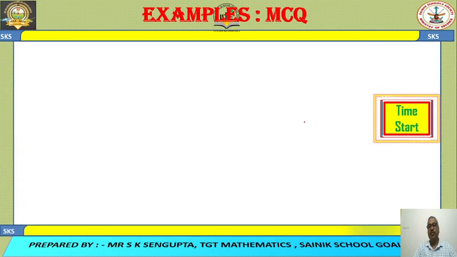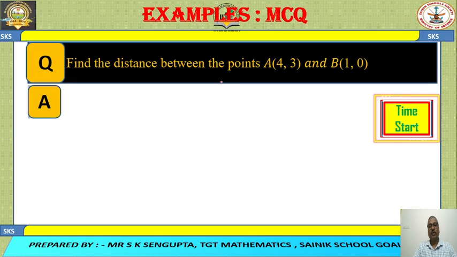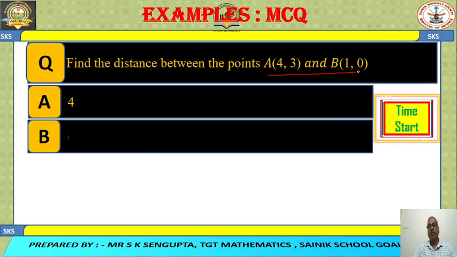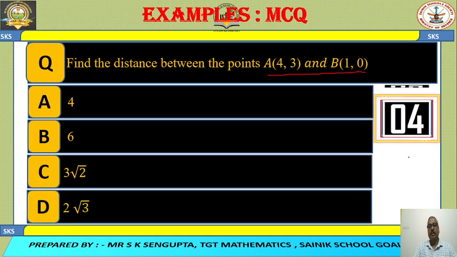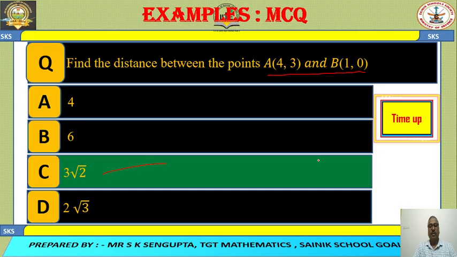Now a few MCQs for the cadets. Find the distance between these two points: (4, 3) and (1, 0). This is time 5 seconds. 4 minus 1 is 3, so 3 square plus 3 square, root over of 18. Root over of 18 can be written as 3 root 2.